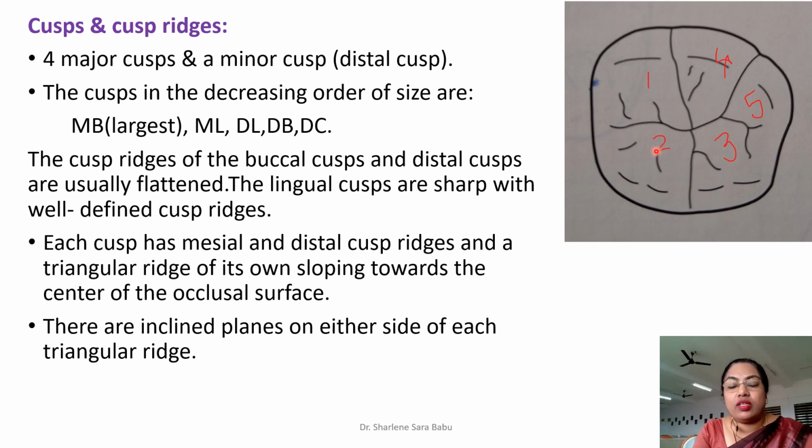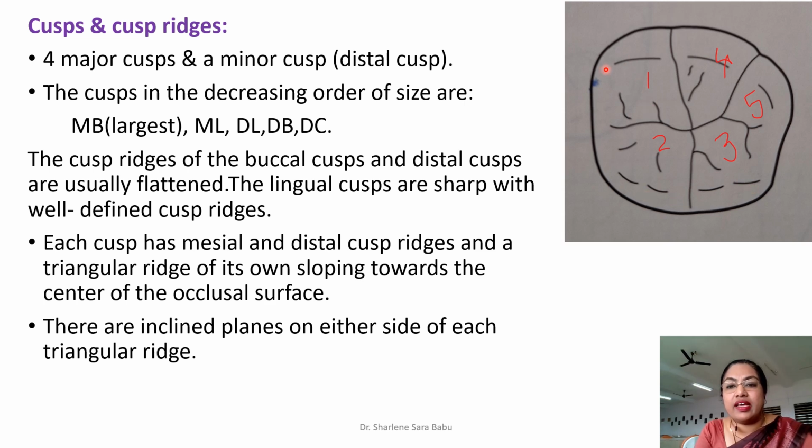In detail on the cusp and the cusp ridges. There are 4 major cusps and one minor cusp. The cusps in the decreasing order of size are the mesiobuccal cusp, mesiolingual cusp, distolingual cusp, distobuccal cusp, and the distal cusp. The cusp ridges of the buccal cusps and the distal cusp are usually flattened.